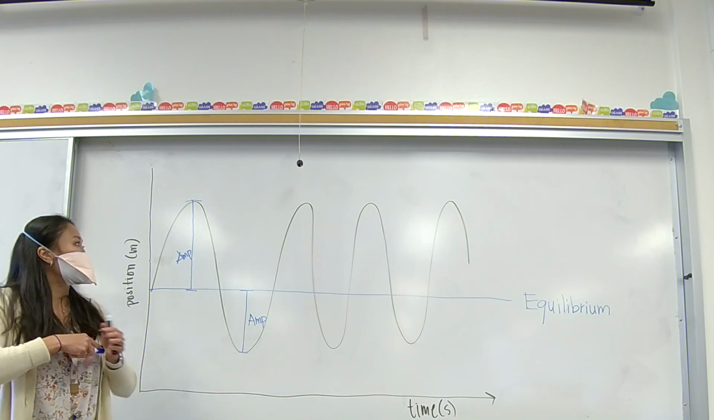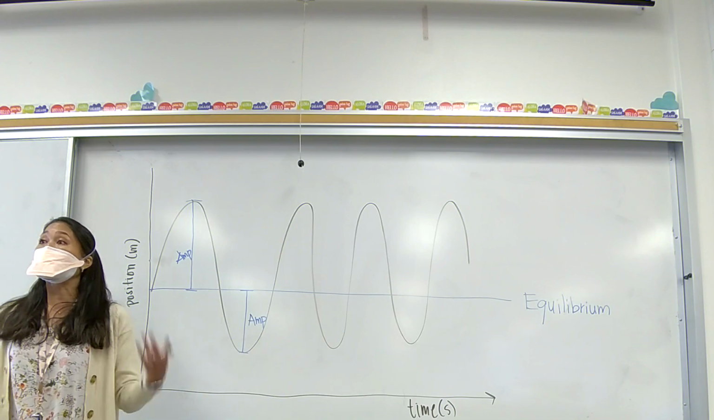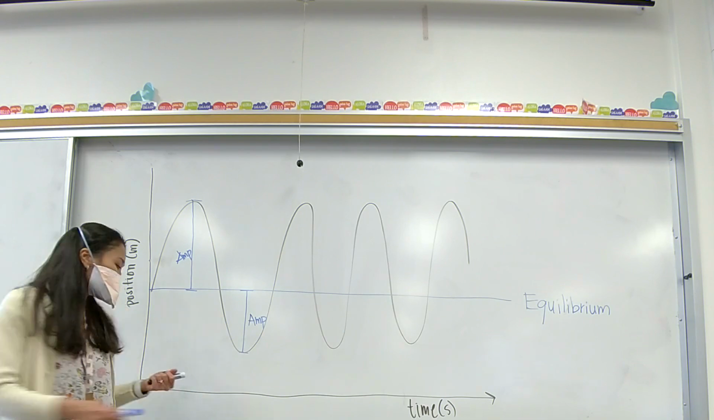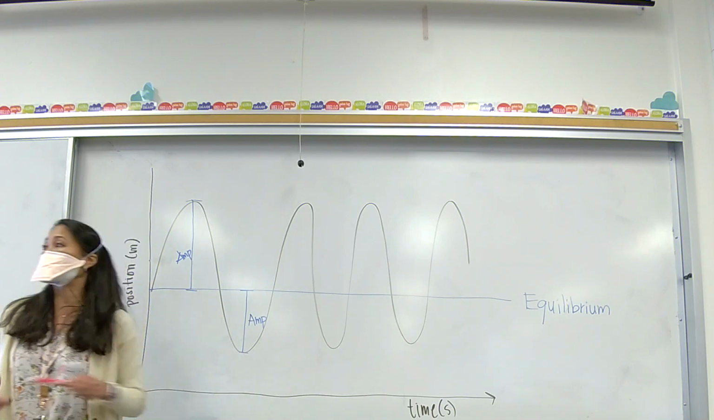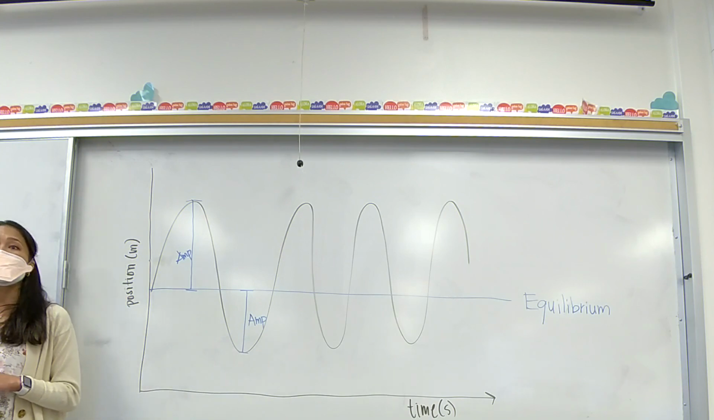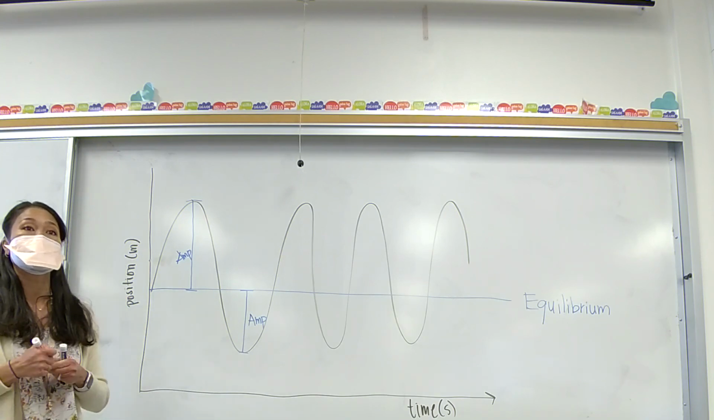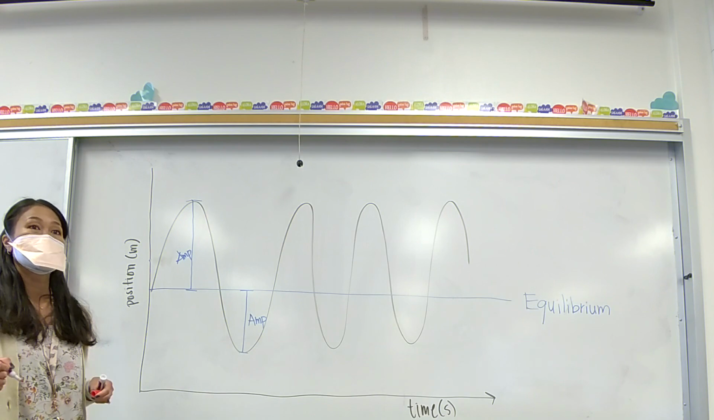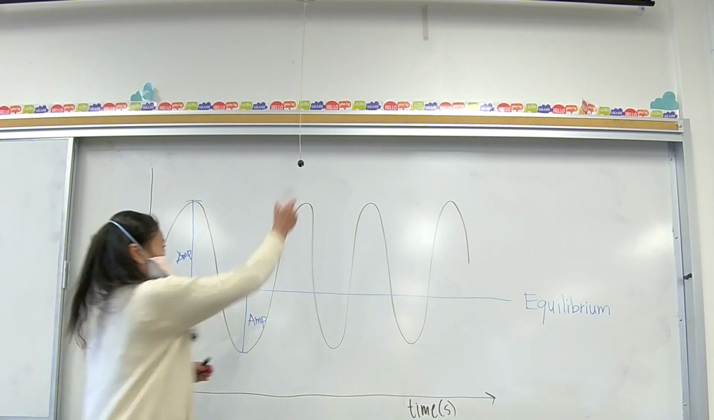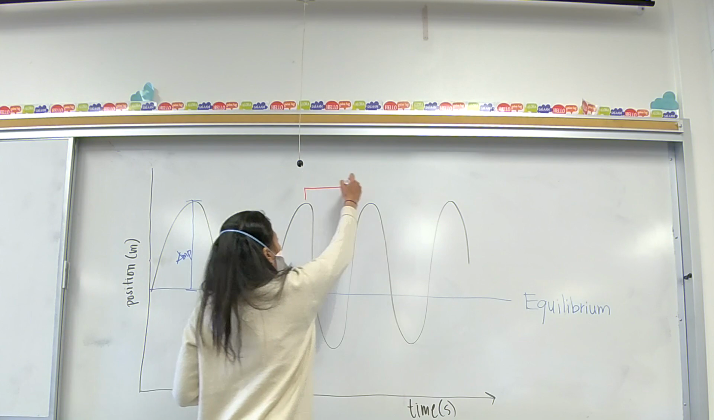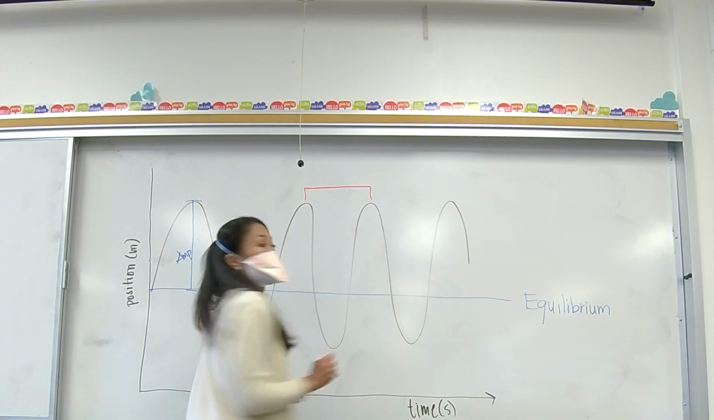What was the other one? The period or the wavelength. How did you measure the period or the wavelength for these? The time for one cycle. Kaya: We went from the middle highest point to the next peak. The crest, yeah, to the next crest.